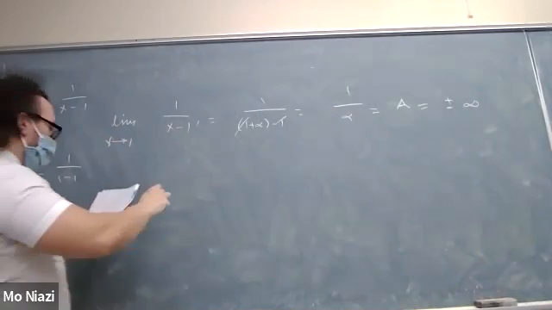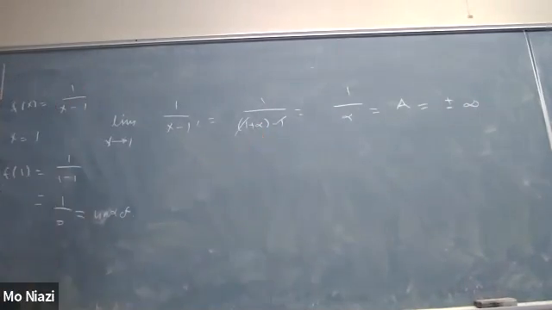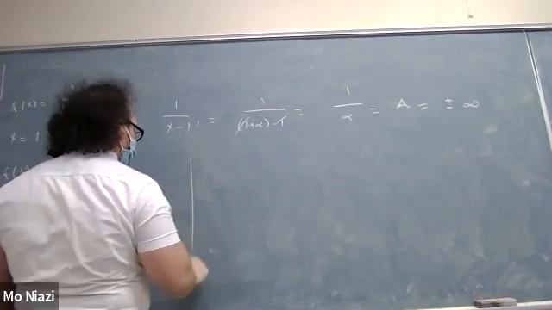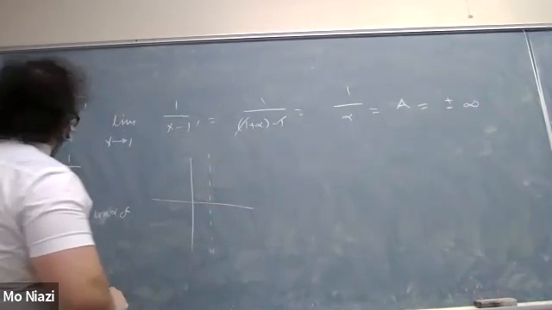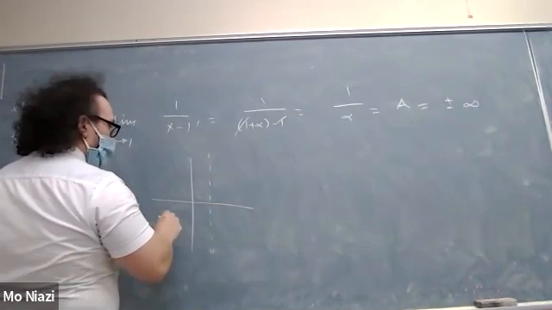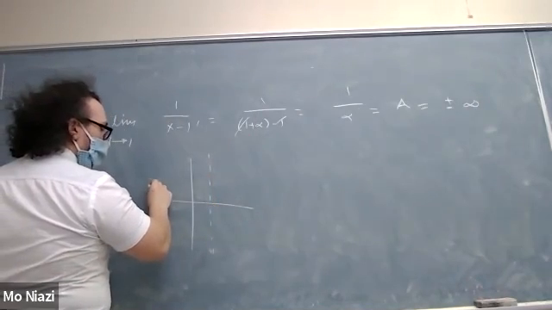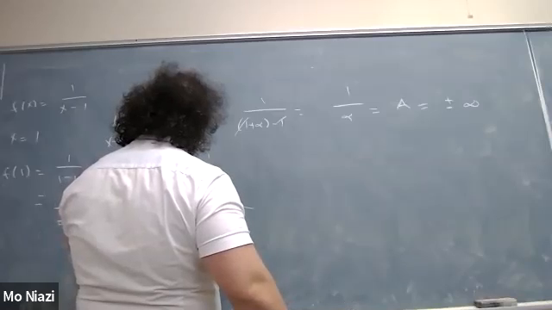Bonus number 2. Construct a function that would fix this and make it continuous. So the function looks like this, right? It's got a vertical asymptote at x equals 1. So the function is going to look something like this. Let's put it in yellow. It's going to look like this.